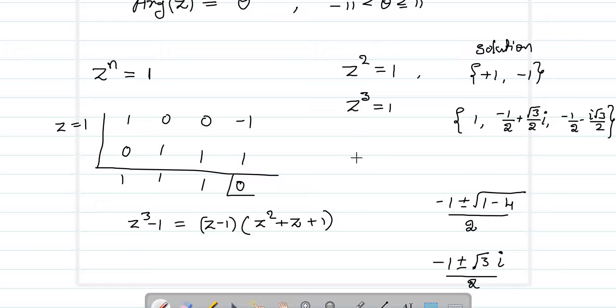You told me. How about z power 4 equal to 1? What are all the solutions of z power 4 equal to 1? This is also easy. You can see that 1, minus 1, i, minus i are the solutions of z power 4 equal to 1. Suppose I take z power 5, now the question is, what are all the solutions of z power 5 equal to 1, z power 6 equal to 1, and z power 7 equal to 1? And in this way, I need z power n equal to 1, where n can be any natural number.